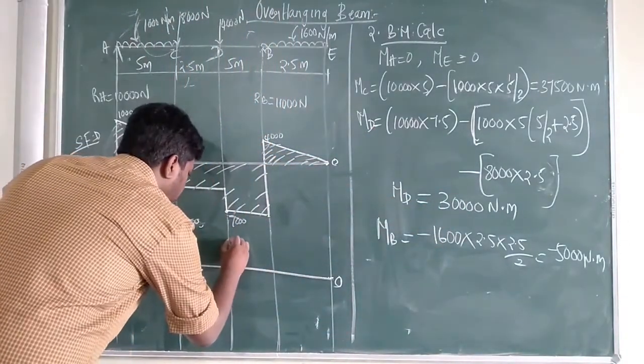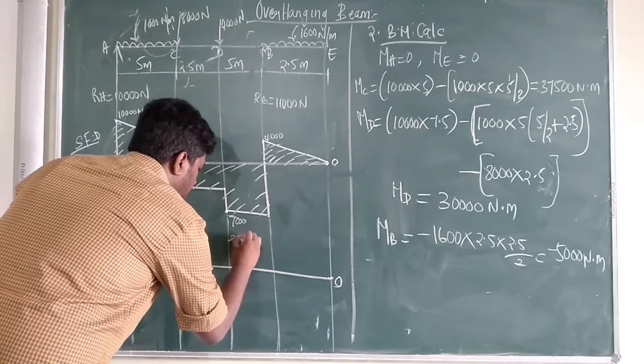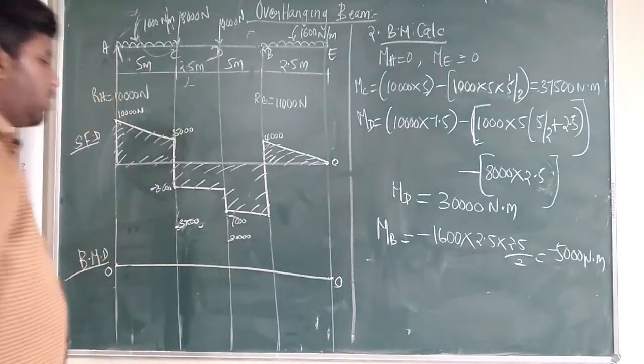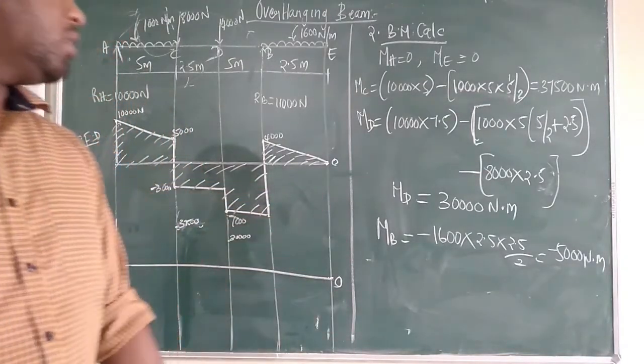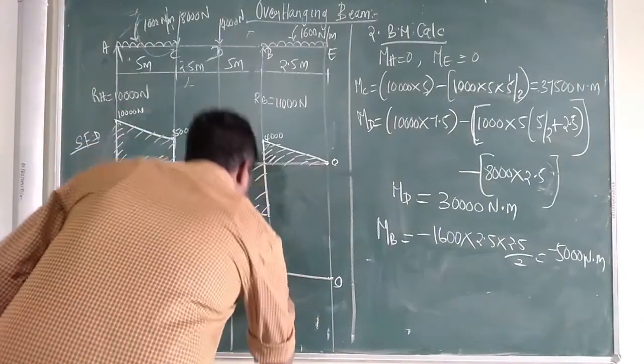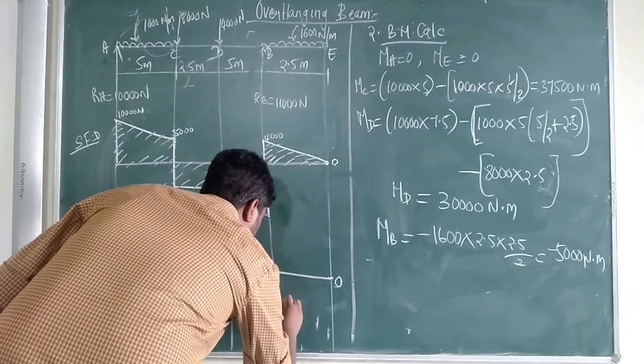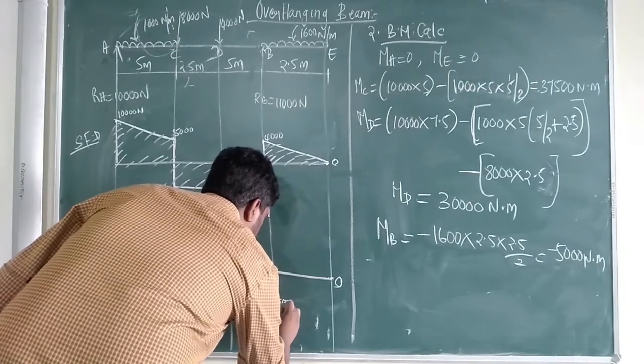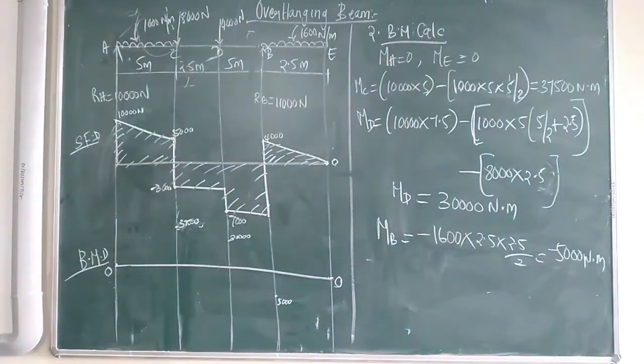So I am marking somewhere here 30,000. Next one, moment at B is minus 5,000, which is below the baseline. Moment at B is minus 5,000. So marking somewhere here. Okay. After marking, draw the bending moment diagram.